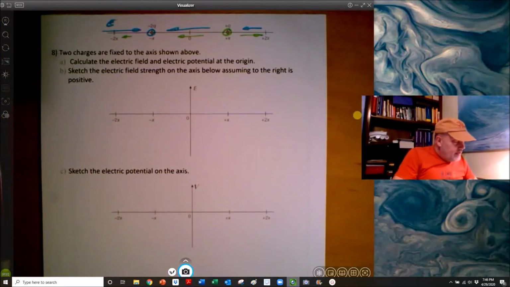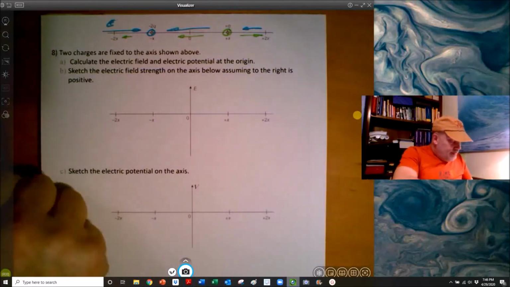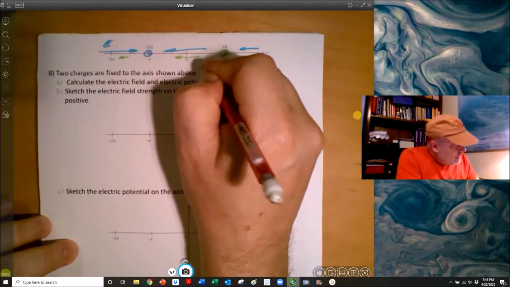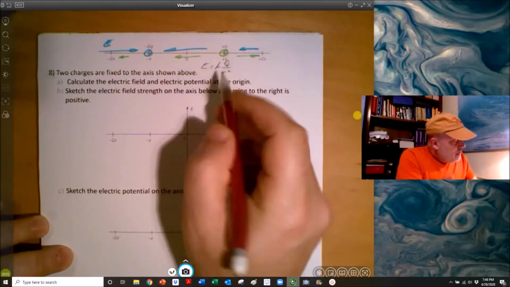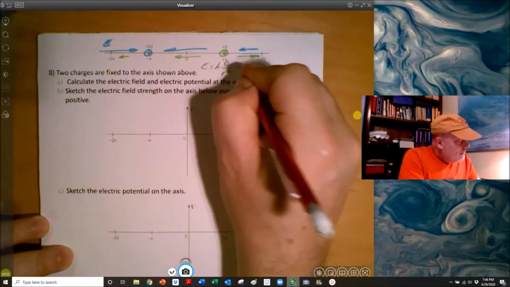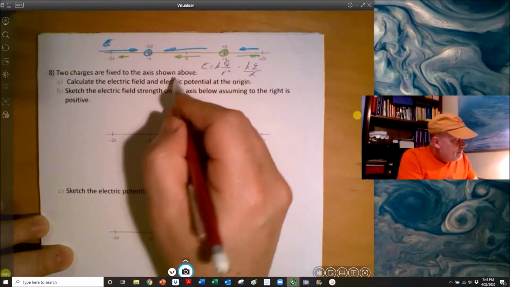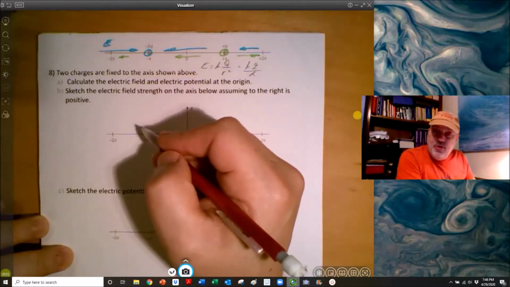It says calculate the electric field and the electric potential at the center, or the origin. Well, let's do electric field first. The electric field is KQ over R squared. So let's do this one first. That's going to equal K little q over X, and it's to the left. And this will add up, so I can just make them both positive.